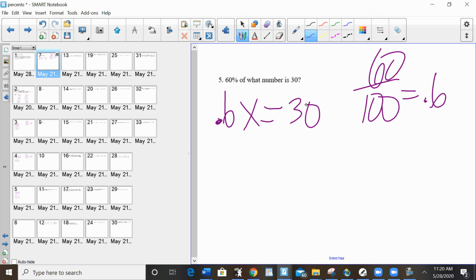I'm not asking for 60% of 30. I'm asking for 60% of what number? So it's 0.6 times x equals 30. From there, to solve for x, I divide by 0.6. 30 divided by 0.6 is 50.